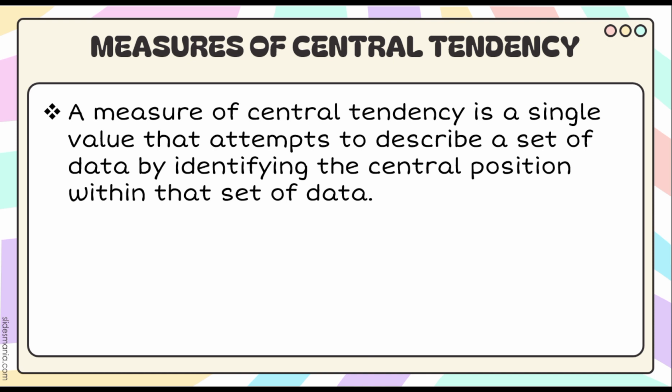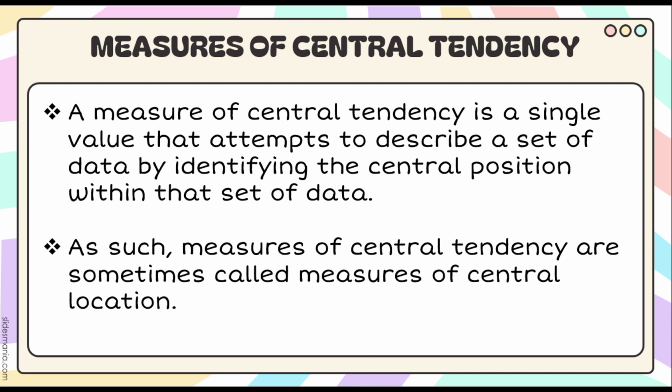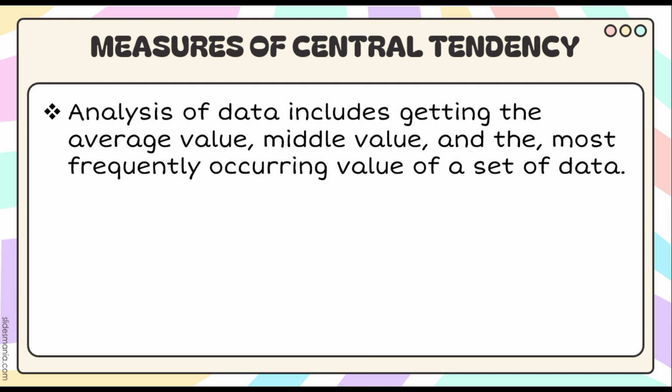In your previous lesson, you already learned how to gather data, how to present data, and how to organize data. As such, measures of central tendency are sometimes called measures of central location. Analysis of data includes getting the average value, the middle value, and the most frequently occurring value of a set of data. Measures of central tendency are numbers that tend to cluster around the middle of a set of values. There are different criteria in determining the center within a set of data.